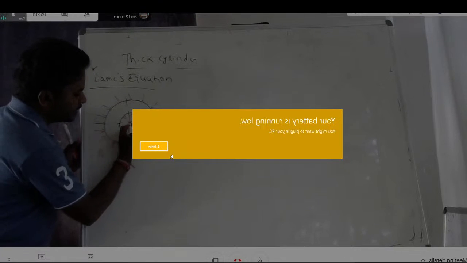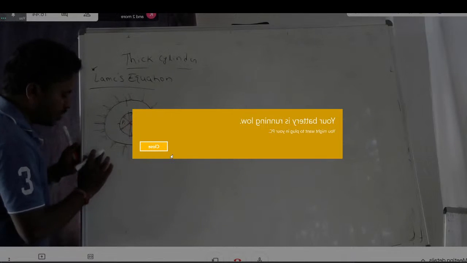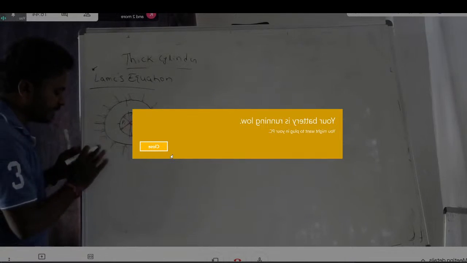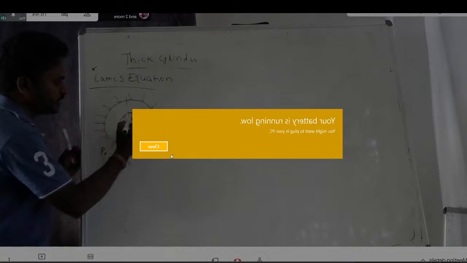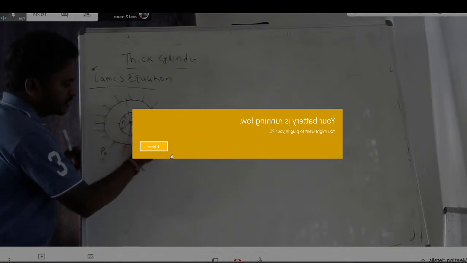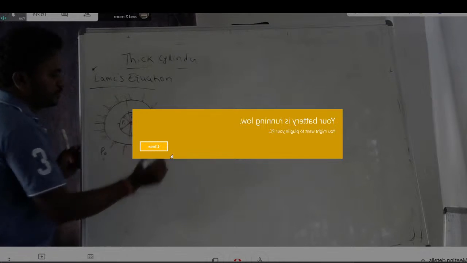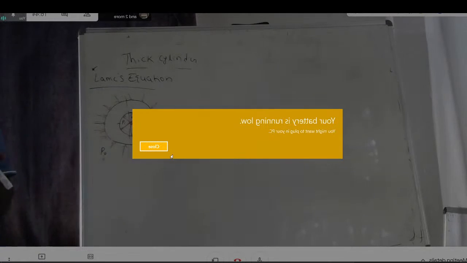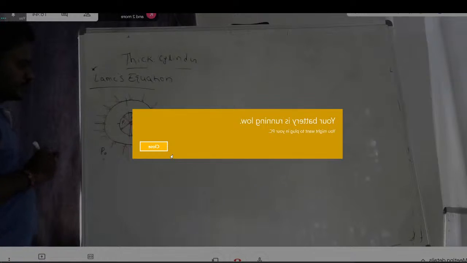Now what Lame considered is, for the inner radius, the pressure acting he considers Pi. For the outer radius, the pressure acting is not PR, it is P naught. So this is the inner radius, this is Ri, this is the outer radius R naught. Now what Lame did is, he considered one small cylindrical portion.